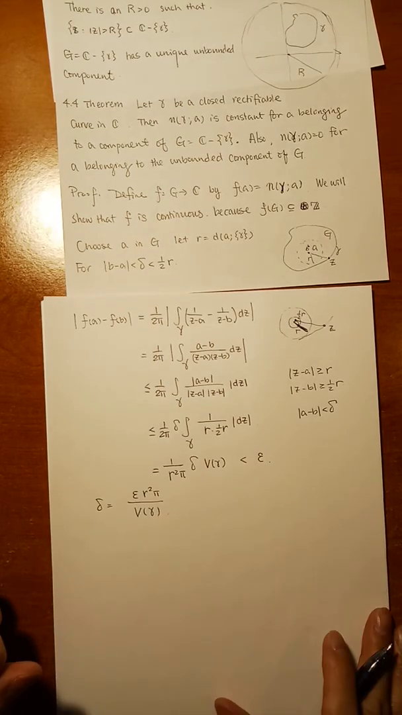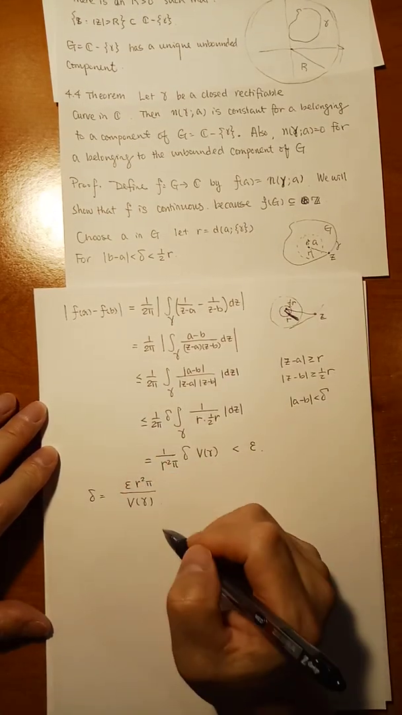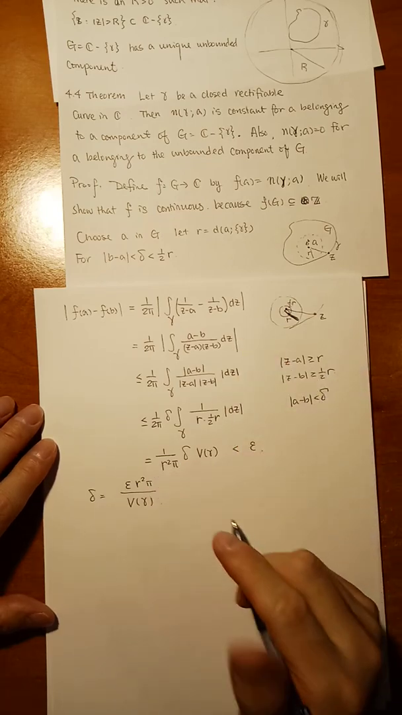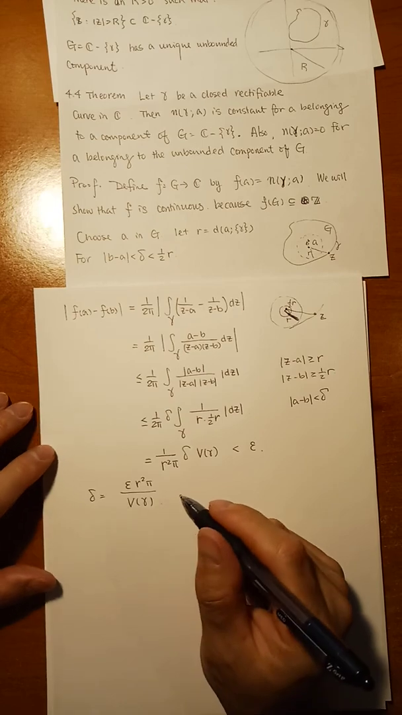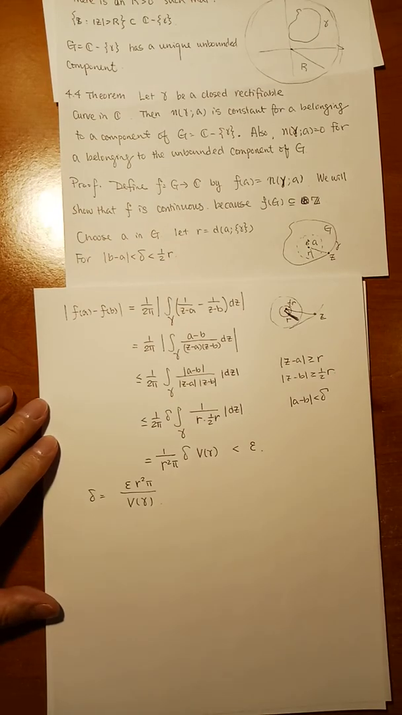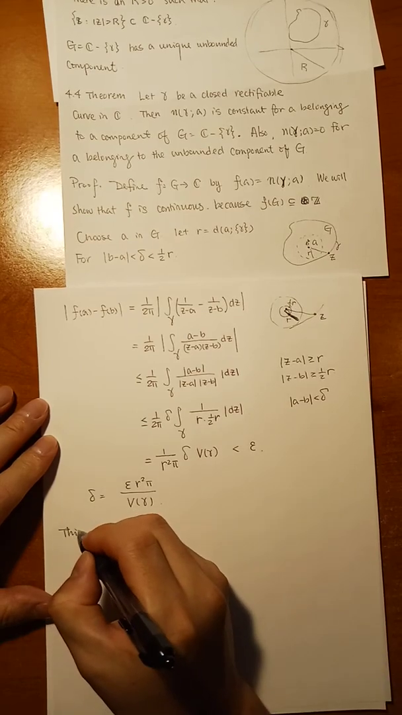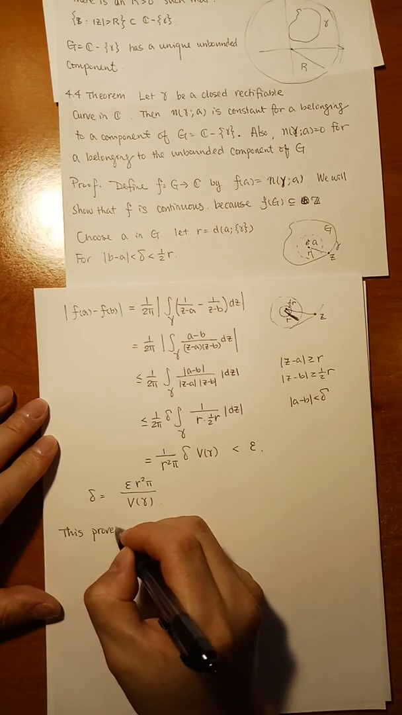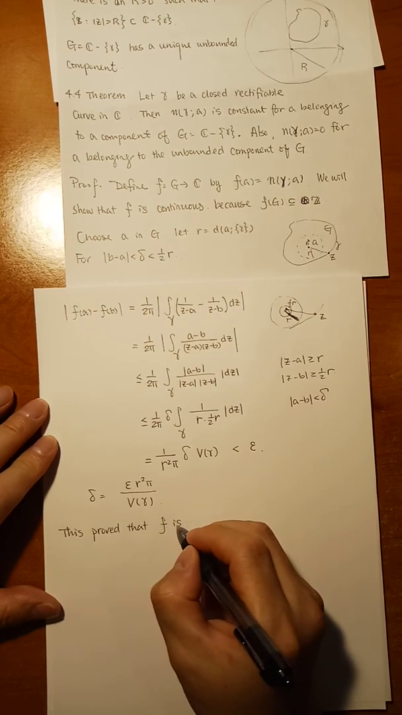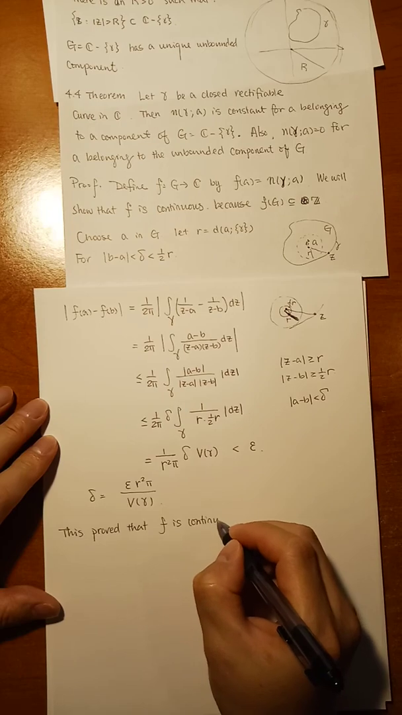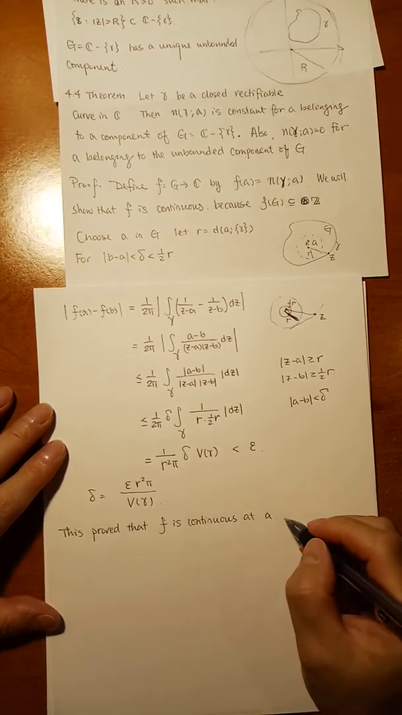Remember, we're talking about the continuity at point A. So this R is fixed. Once A is fixed, R depends on A; R is fixed when A is fixed. So this proved that f is continuous at A.